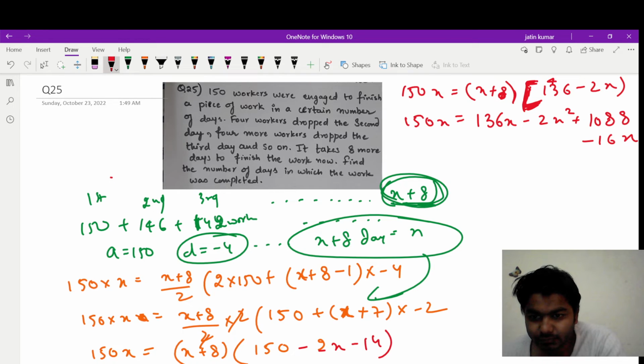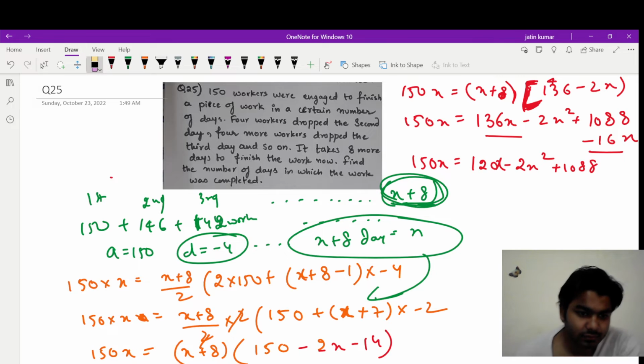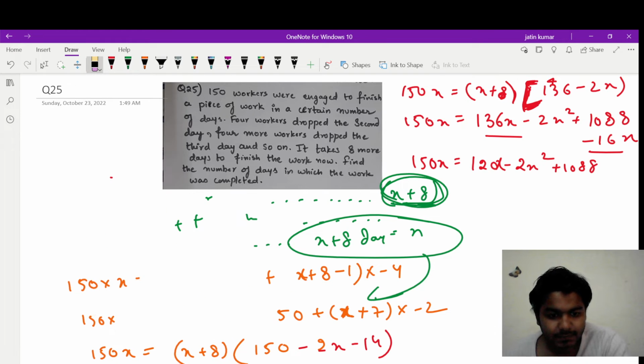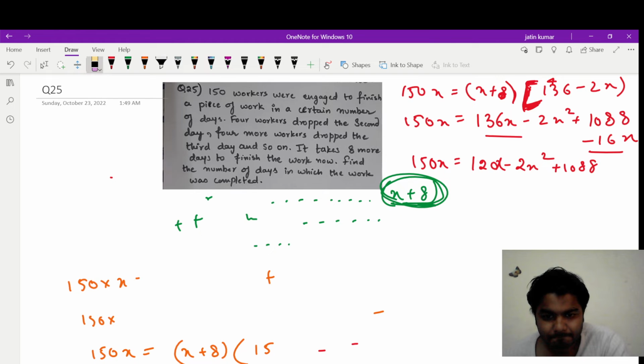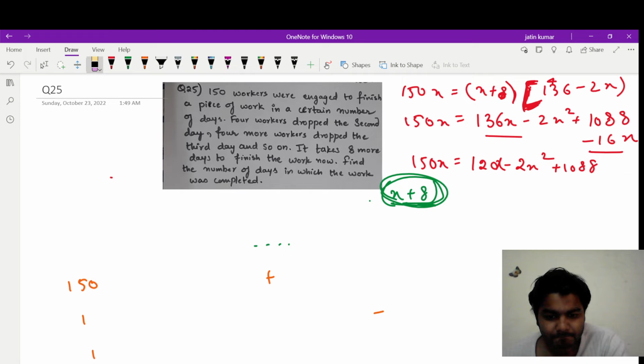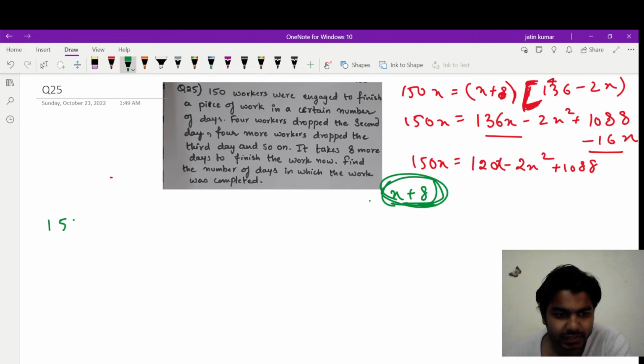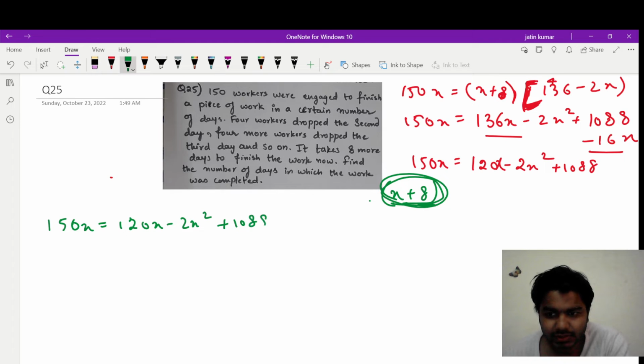So 136 minus 16, 150x is equal to 120x minus 2x square, 120x will become, plus 1088, right. So solve this now. So on solving, 150x is equal to 120x minus 2x square plus 1088, right.